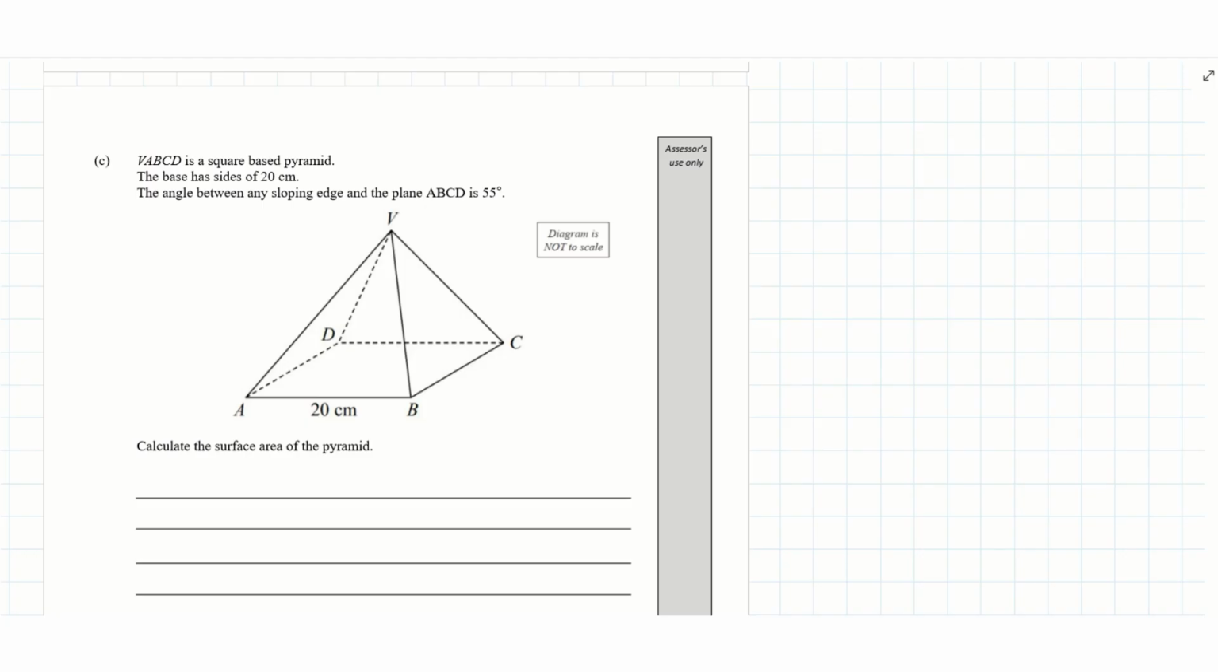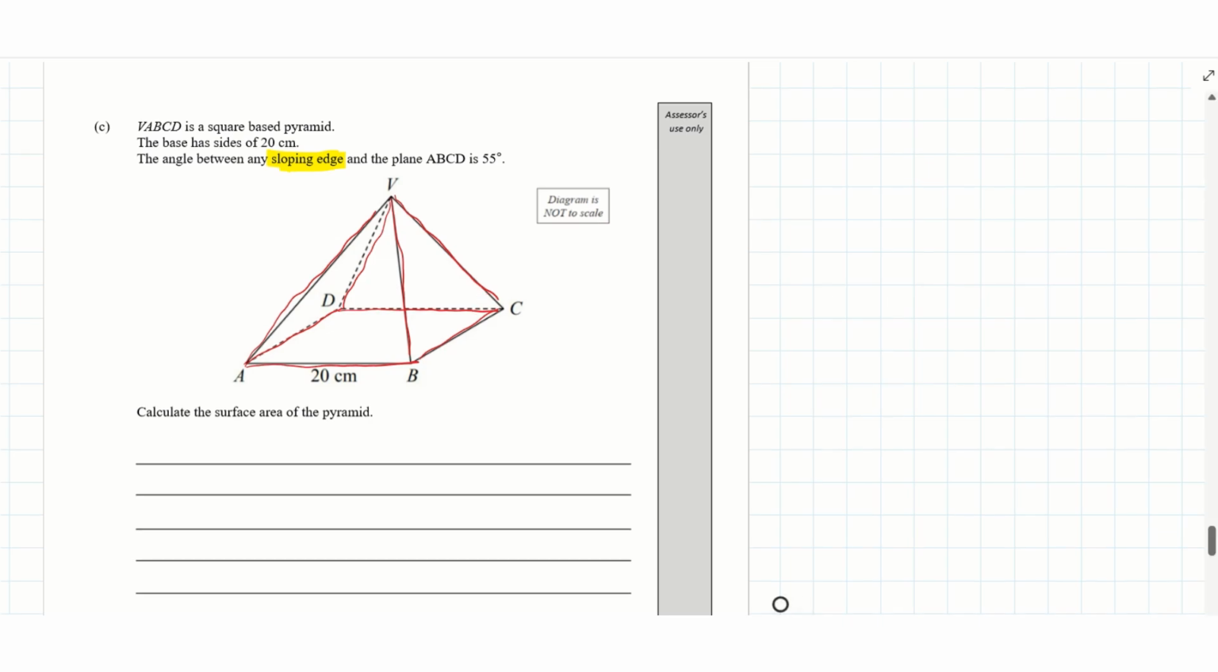Now, when they say sloping edge, the word edge has a meaning. The word edge means this line right here, or this line, or this line. These are edges. All of the things that I'm writing in red are edges. So the sloping edge means that this angle right here, let me use blue so that you can actually see it, this angle made with the base and the edge is 55 degrees.